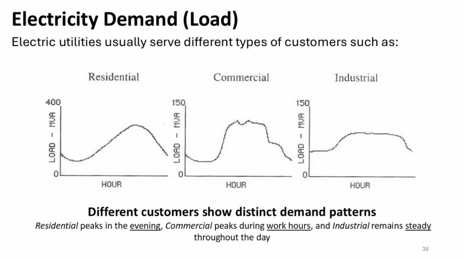Commercial. This profile follows the standard business day. You see a sharp rise around 8 or 9 a.m. as offices and retail spaces open, staying relatively high until it tapers off in the evening. The peak happens during work hours. Industrial. This is the baseload hero. Large-scale manufacturing often runs 24/7 or in long, consistent shifts. Consequently, the load remains relatively steady throughout the day.